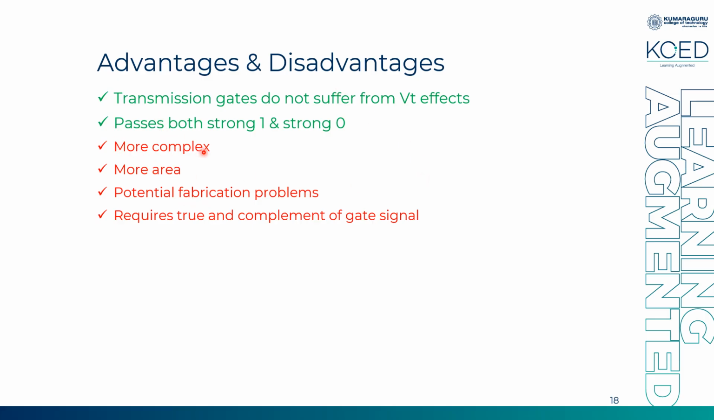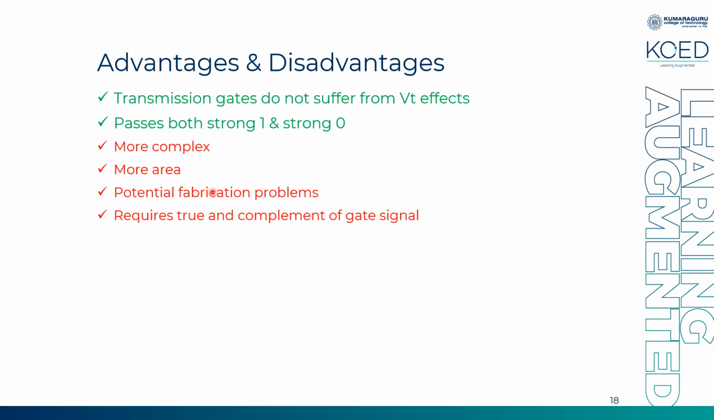Why is it more complex? You have both NMOS and PMOS in parallel connection. So in case of designing as well as in fab, you have a little complexity here. Why do you have complexity in fabricating? You have to consider both NMOS and PMOS in parallel connection. So fabricating both in the same, it will take more fab problems. Complexity is there in fabricating.